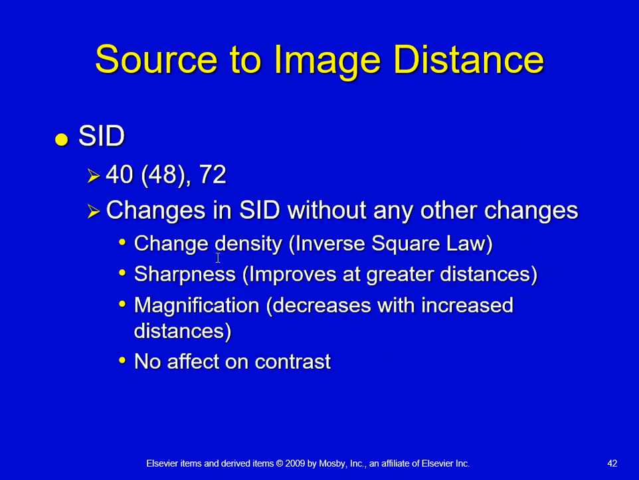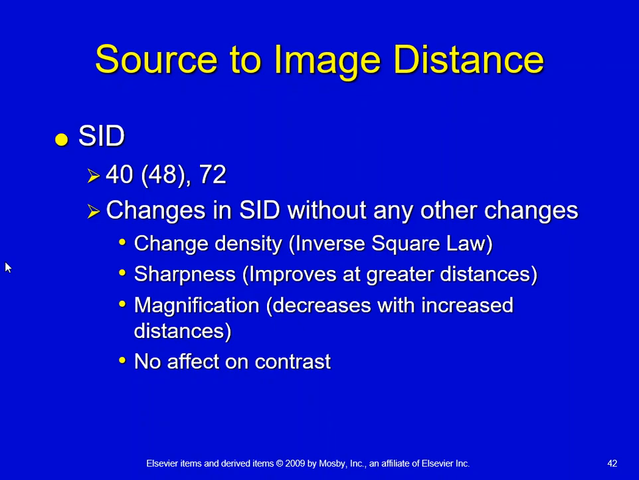So source to image distance, SID, you know what that is. Most commonly we use 40 and 72 inches. Some of your textbooks use 48 inches. So changes in SID without any other changes do a lot of different things. They change the exposure to the image receptor. It's what we used to call density. So it's going to affect your S number or your index number.